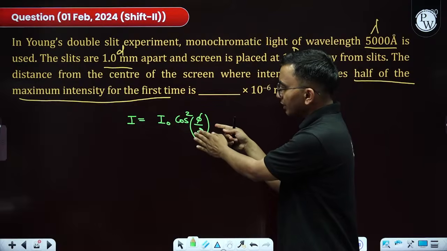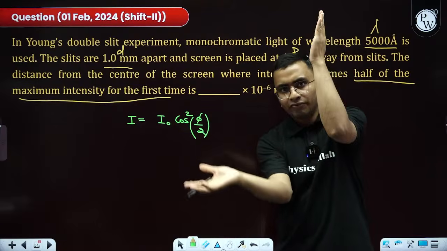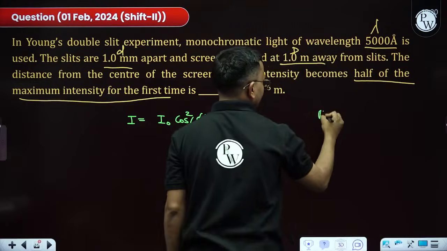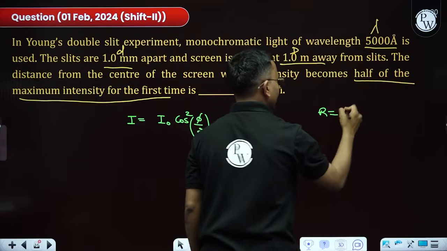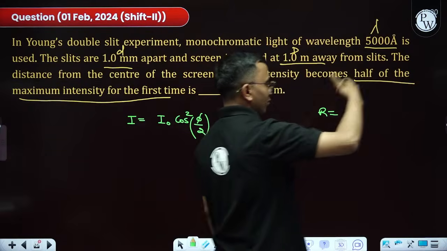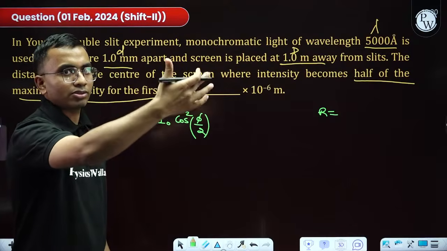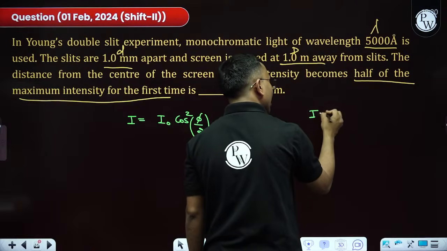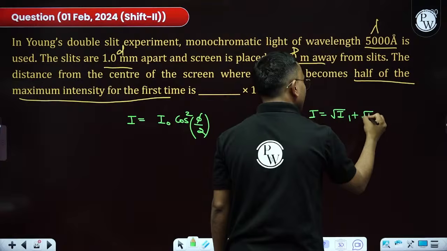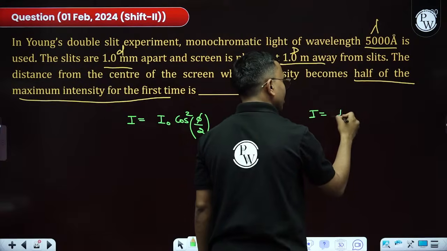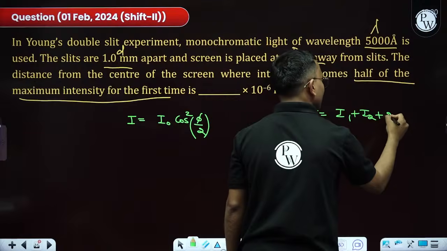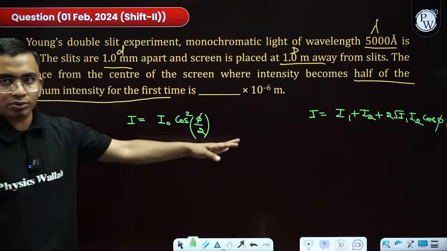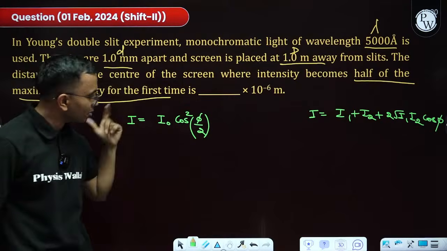Now if there is some phase difference between the amplitudes, how will we find the resultant? Resultant R is equal to root of R1 square plus R2 square plus 2 R1 R2 cos of theta, like that. That way if I relate intensity I, that is equal to I1 plus I2 plus 2 root of I1 I2 cos phi. Okay, I1 is equal to I2. From there we can get this formula. This I0 is my maximum intensity.